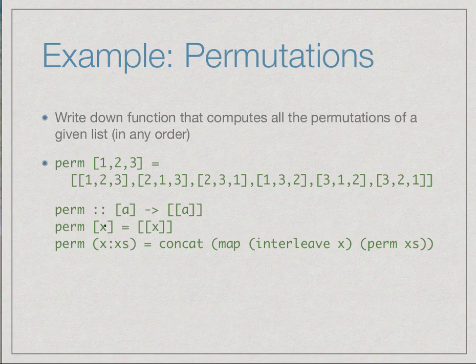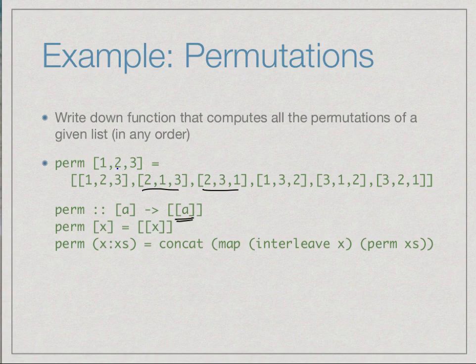So first of all, let's understand the type of permutation. It takes a list and it produces a list of lists, because each of the inner things is a permutation, right? So each of these is a permutation, and I have a list of such things. So first of all, it makes no sense to ask for the permutations of the empty list. So I'll only deal with non-empty lists. So if I have only one value in my list, then there is only one permutation possible, which is that list itself.